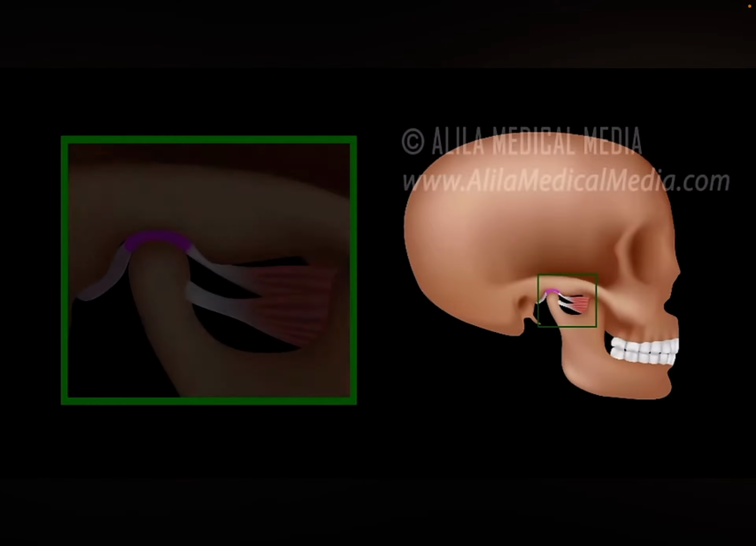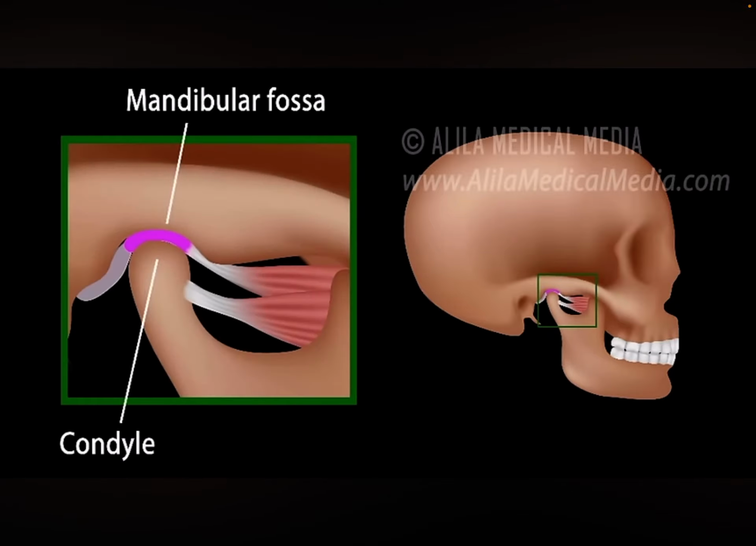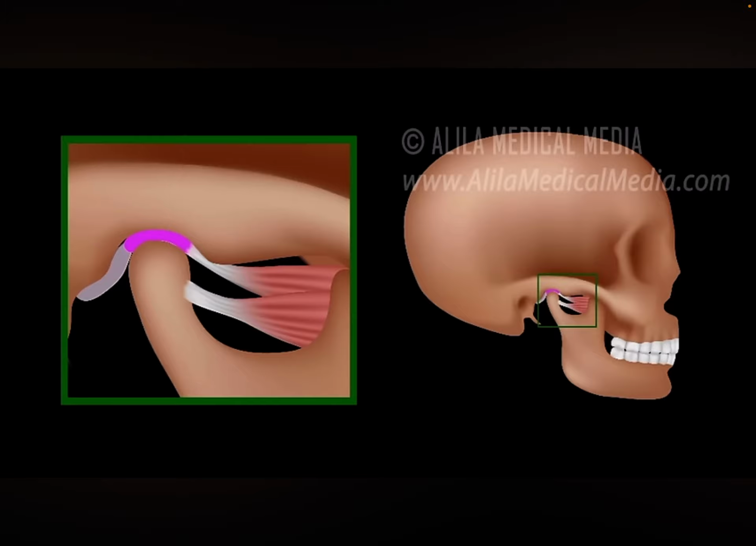The TMJ is essentially the articulation between the condyle of the mandible and the mandibular fossa, a socket in the temporal bone. The unique feature of the TMJ is the articular disc, a flexible and elastic cartilage that serves as a cushion between the two bone surfaces.